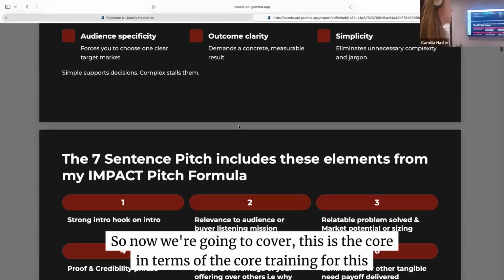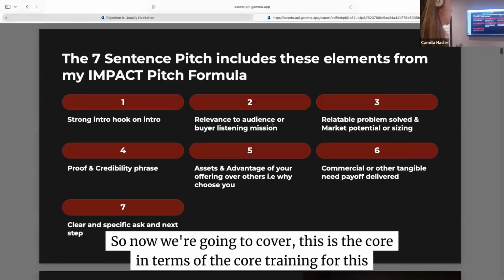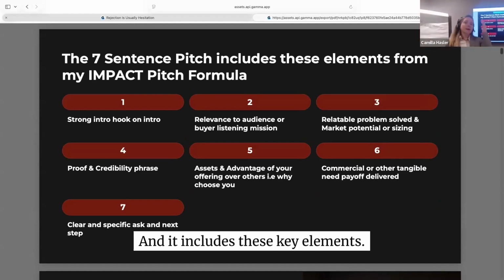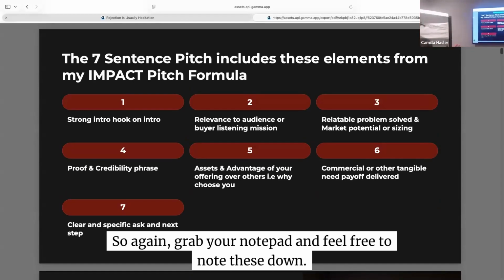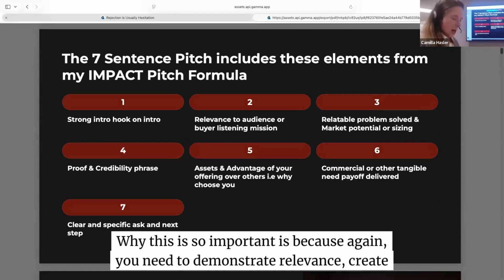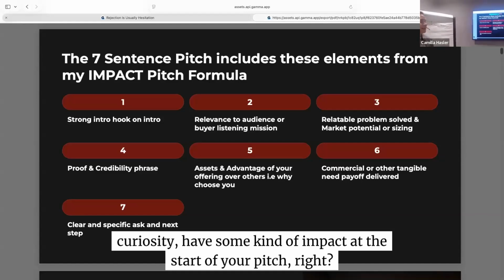So now we're going to cover the core training for this webinar, which is the 7-sentence pitch. And it includes these key elements. So again, grab your notepad and feel free to note these down. Number one, the strongest sentence is going to be your intro hook. Why this is so important is because you need to demonstrate relevance, create curiosity, have some kind of impact at the start of your pitch.